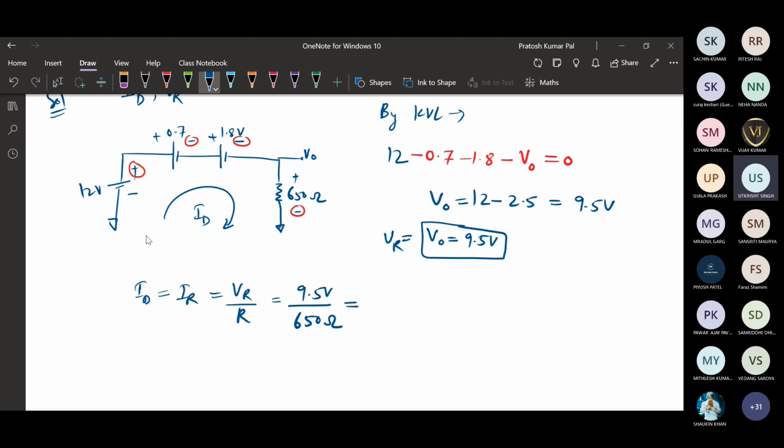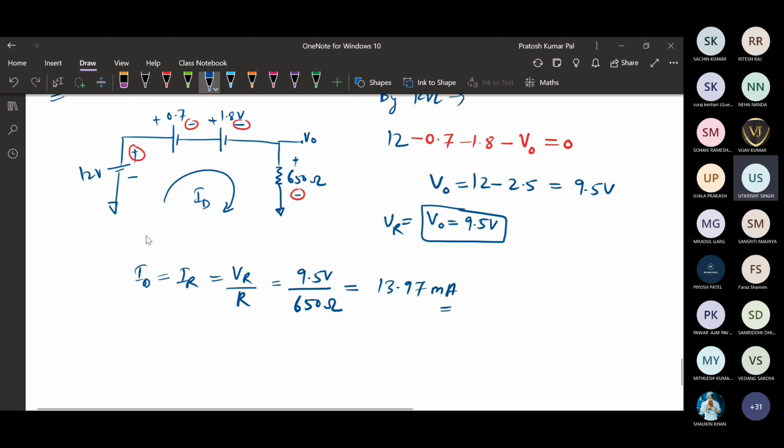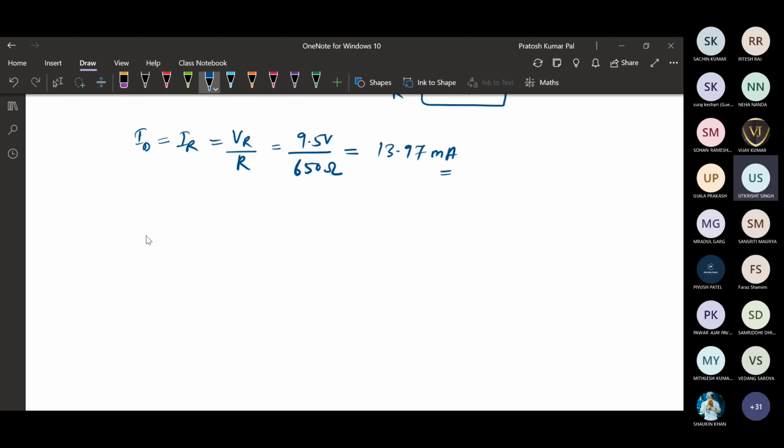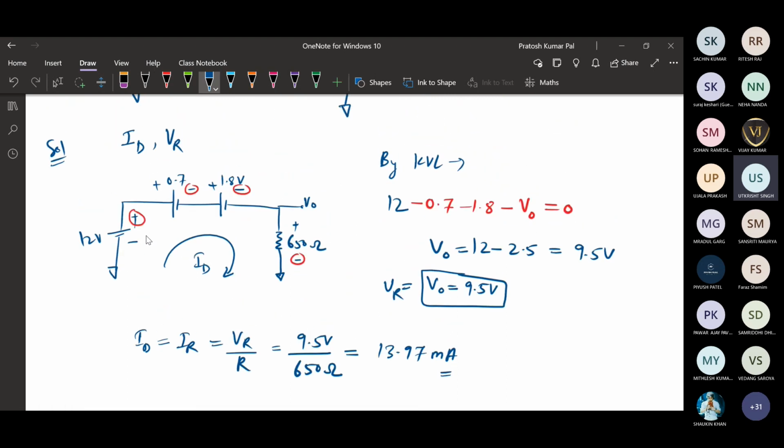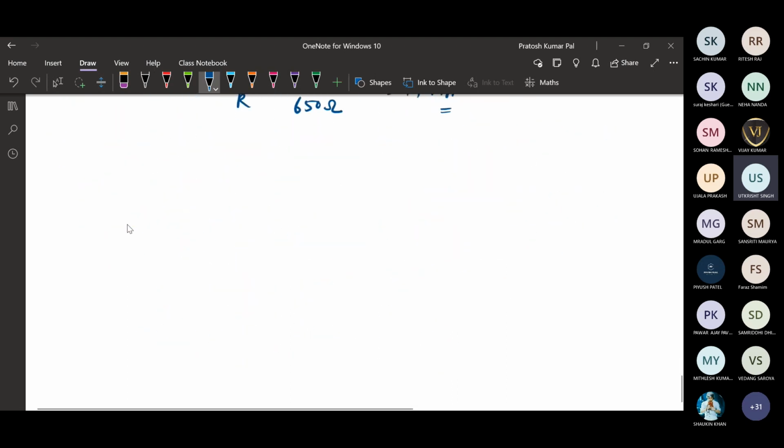This current comes out to be 13.97 milliampere. So this will be the current flowing through this circuit. This is the simplified analysis. Next, we will see the next question.